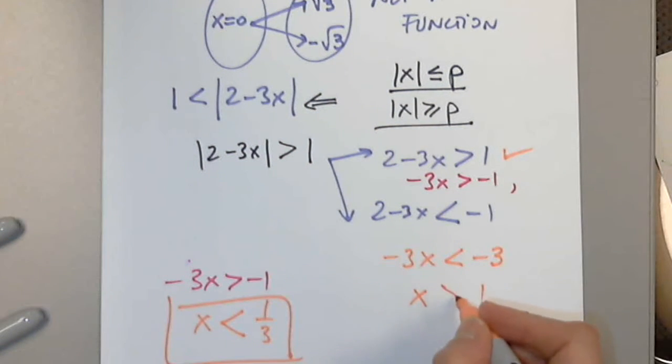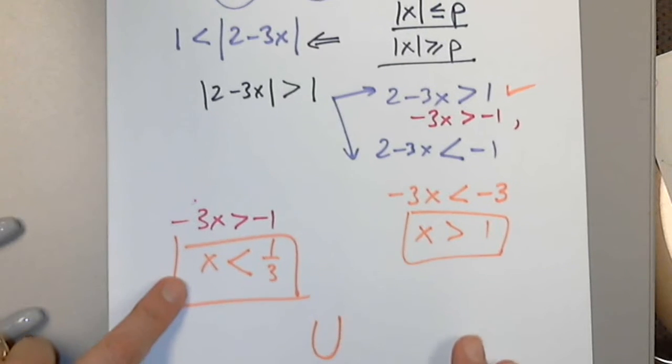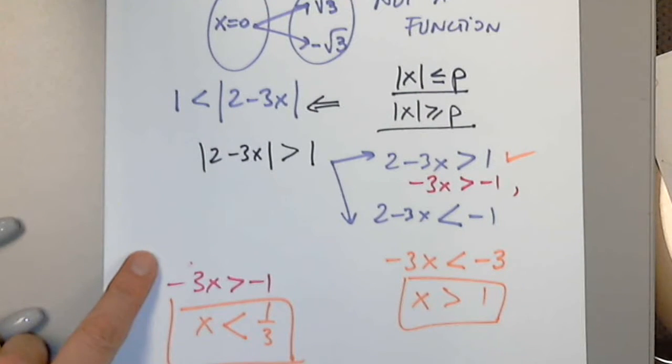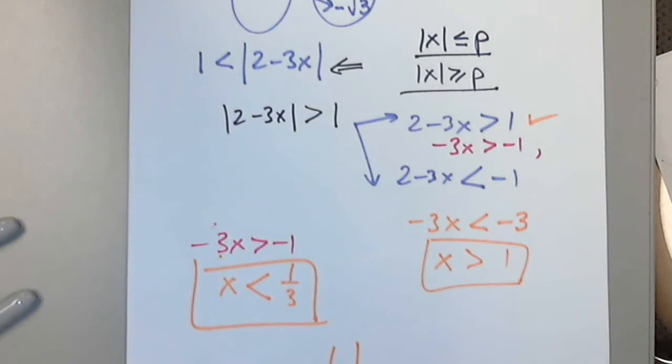Switch the side. Good. So now please give me the solution. The solution must have the union. Are you switching the signs because you're dividing by negative or because you're dividing? Yes. So when I divide both sides by a negative number, I have to switch the inequality symbol.